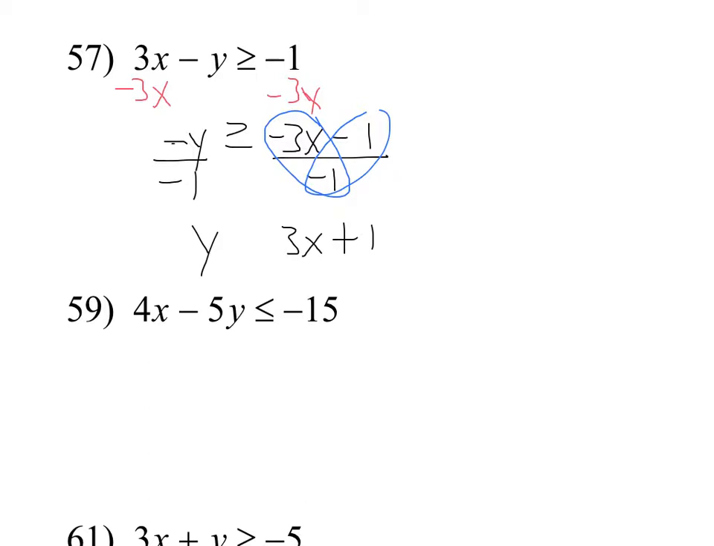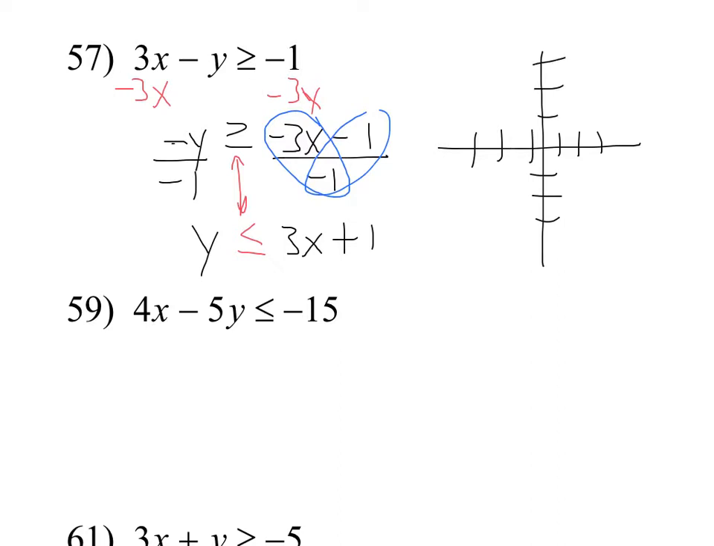But here's where the catch is. When you solve for y, if you divide by a positive number, it's not a big deal and nothing changes. But if you divide by a negative number with an inequality, you have to switch the inequality so it points the opposite direction.